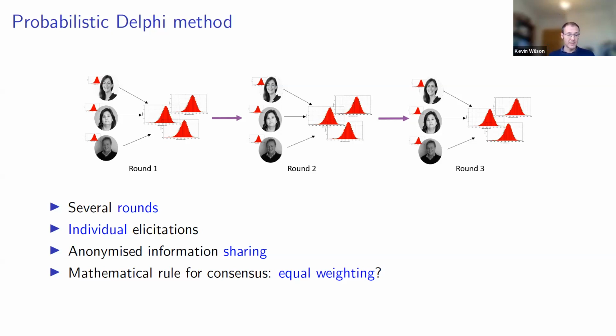And so in the probabilistic Delphi, certainly the way it's set out by EFSA, you're going to use some sort of mathematical rule for consensus, and the recommended one seems to be equal weighting. So I quite like this idea of this probabilistic Delphi. I don't think it's a bad approach. But I don't like this idea at the end that we just use an equally weighted linear pool for the aggregated distribution. That seems like a little bit of a cop-out to me.